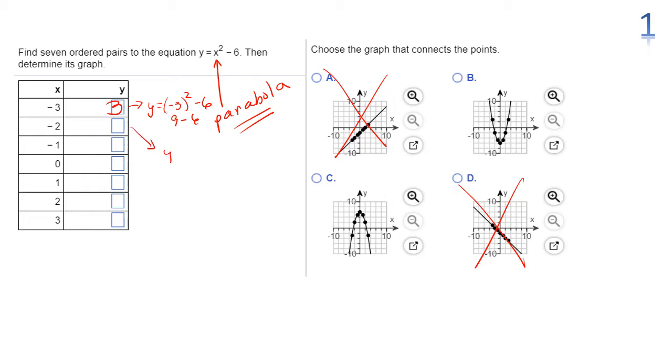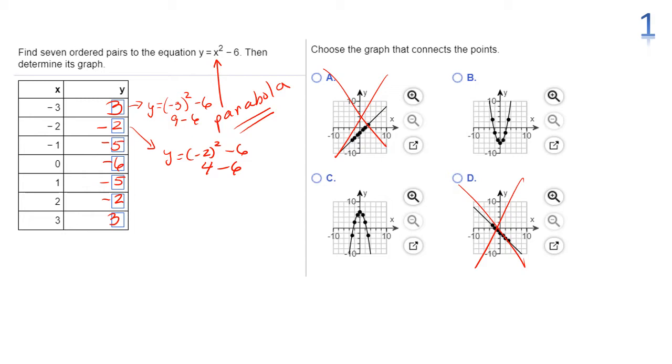Quickly plugging in the rest of the numbers, if I have -2 squared minus 6, that's 4 minus 6, which is -2. If I substitute in -1 squared is 1, 1 minus 6 is -5. 0 squared is 0, minus 6 is -6. 1 squared is 1, minus 6 is -5. +2 squared is 4, minus 6 is -2. +3 squared is 9, minus 6 is +3.